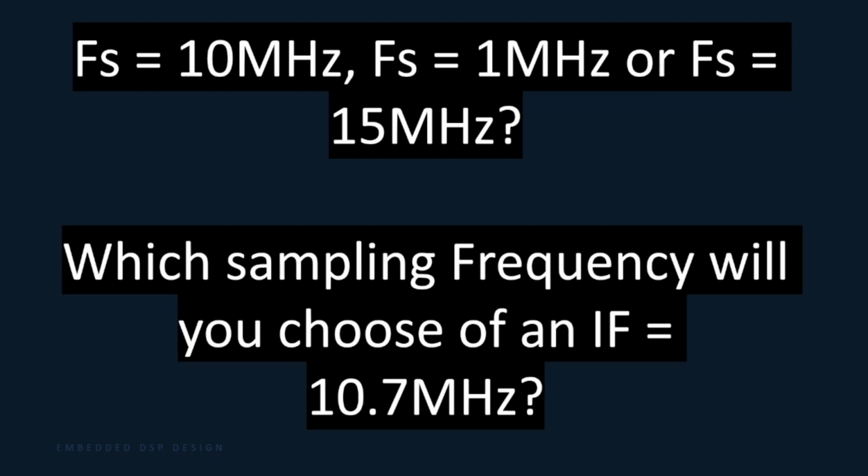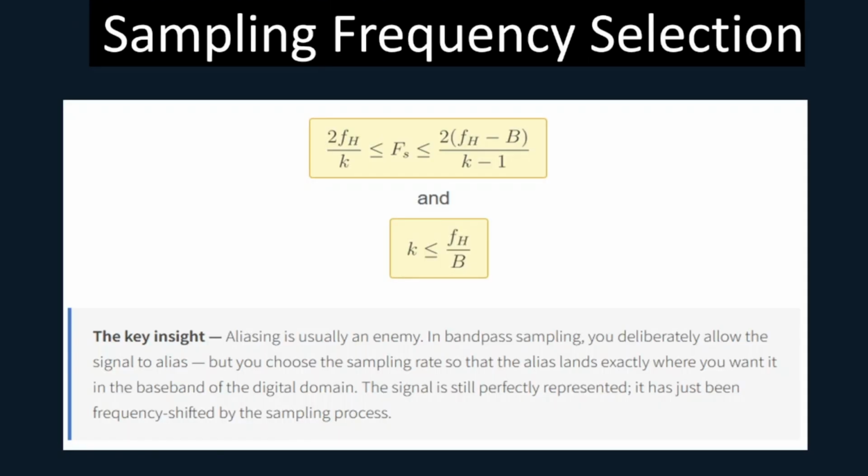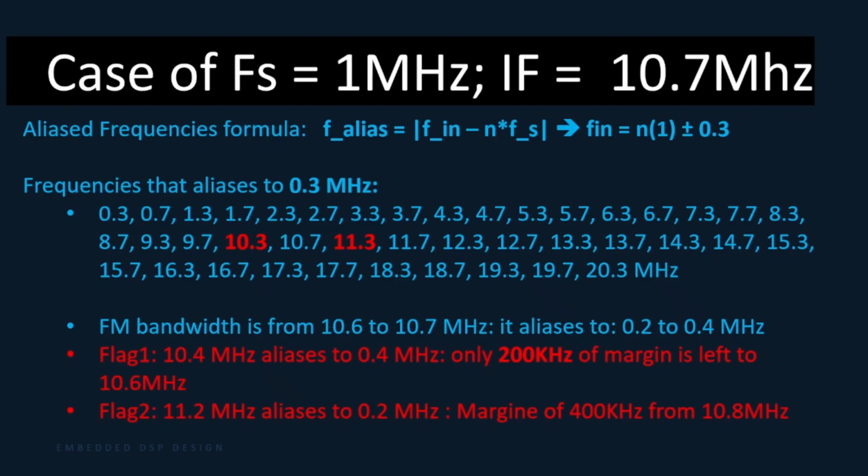So let's start. Let's say we're going to sample this IF frequency with 1 megahertz, and what's going to happen? When you sample a certain IF frequency with a certain sampling frequency, you get images, and these images follow the formula you see in front of us. The image frequency is always equal to the absolute value of the input frequency minus a multiple of the sampling frequency.